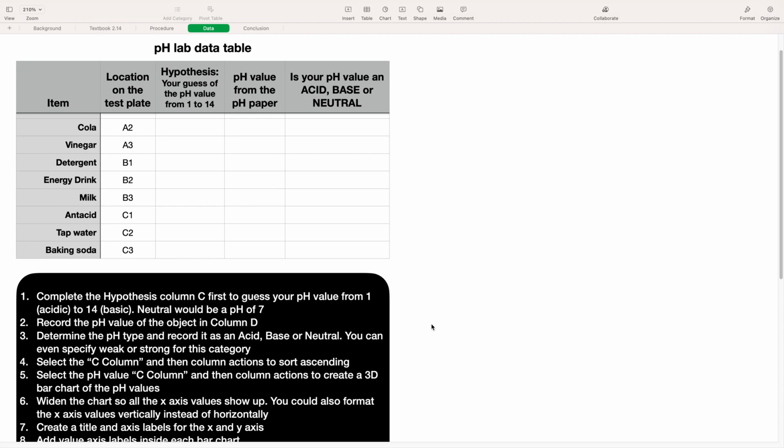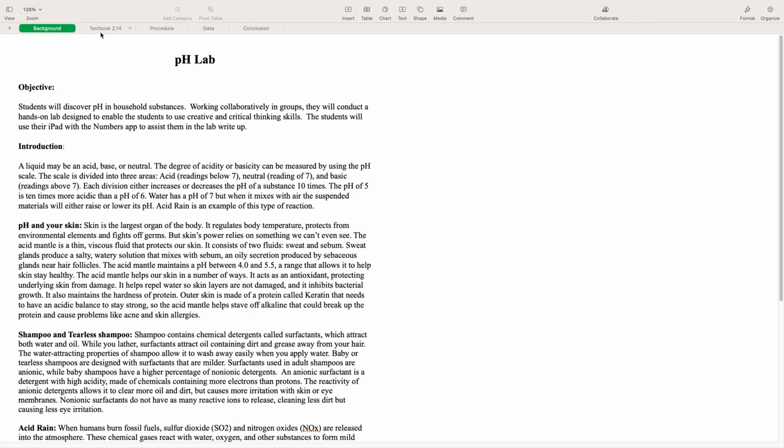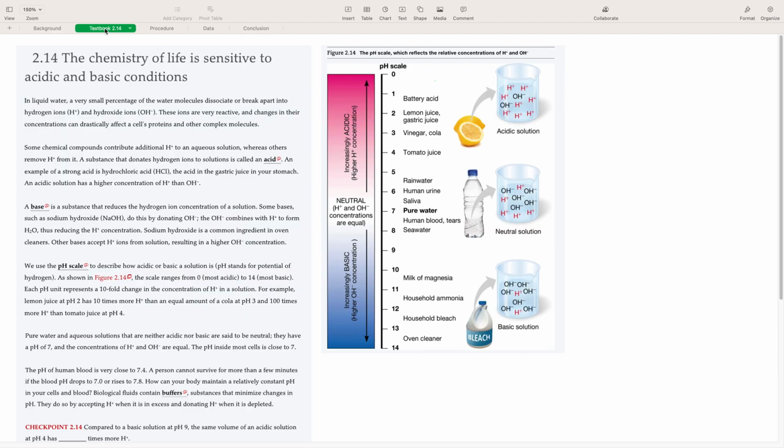This is having as many spreadsheets as you want inside one file. They typically call it a workbook, and each tab is a sheet or a spreadsheet. So we're going to click into these, but just check it out. I've got a background tab, which talks about the introduction about pH. I created another tab, and I have some of our textbook information right here.